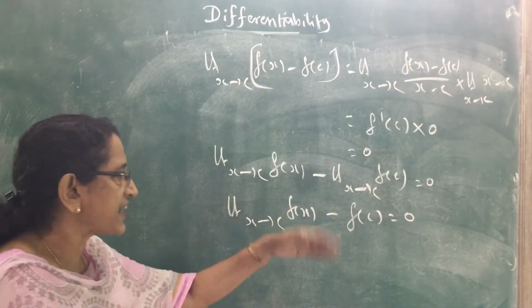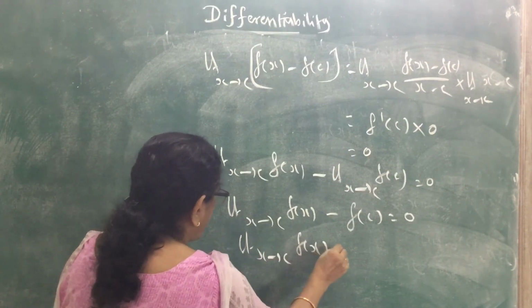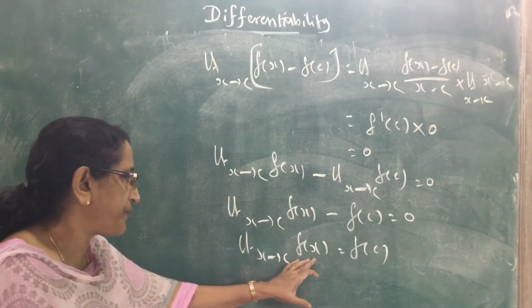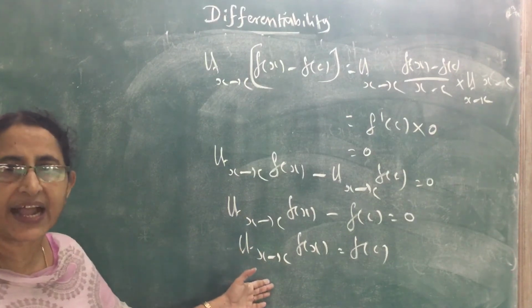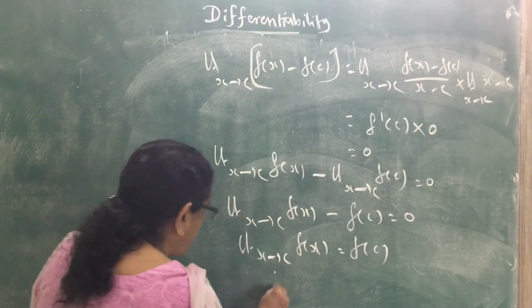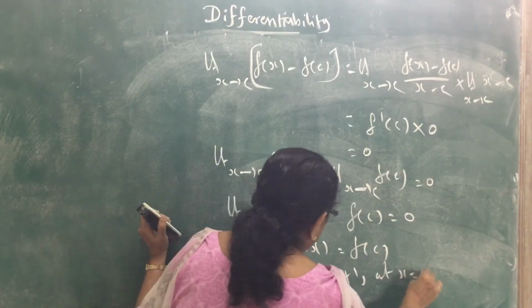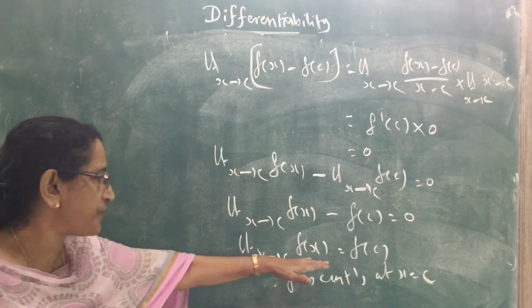Now, take f of c to the right side. So limit x tends to c, f of x equal to f of c. What do we mean by that? That is the definition of continuity at x equal to c. Therefore, f is continuous at x equal to c. So we proved that f is continuous at x equal to c. This is the definition of continuity.